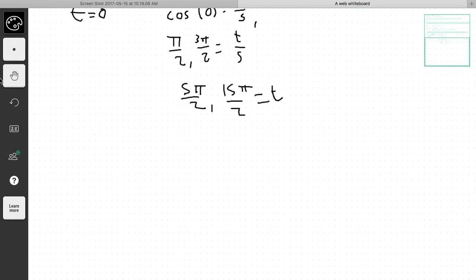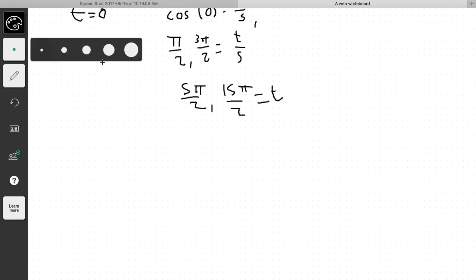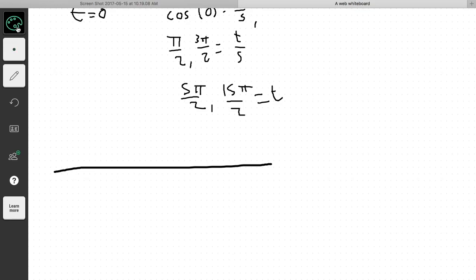So now what I like to do is take these values and set them up on a number line. Let's do them in blue so they kind of pop a little bit. So 0, and then we have 5 pi over 2, which is just 2.5 pi. A little bit easier to write that out. Then we have 15 pi over 2, which is just 7.5 pi.